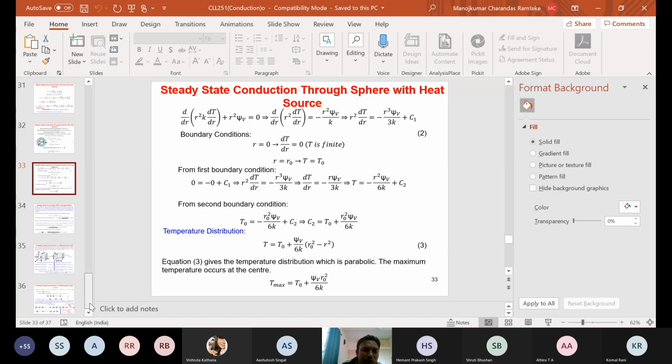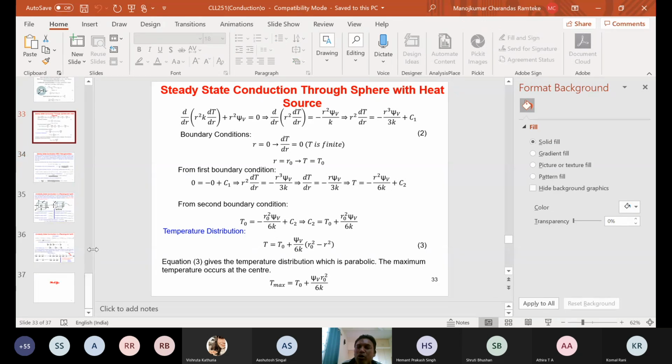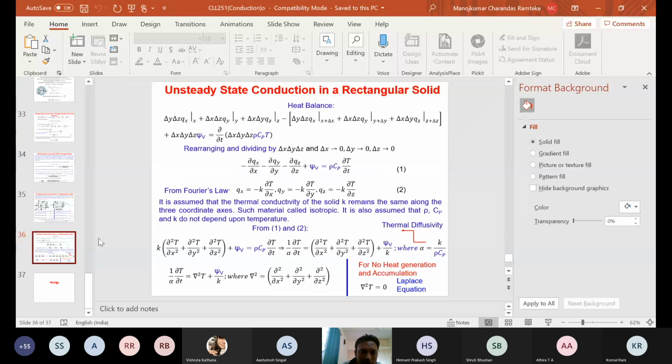So can you bear with me for the time being? Maybe just one more class will be required to complete the unsteady state, and then probably okay, or otherwise I will make separate slides for the unsteady state heat conduction. Okay. No, sir, it's fine. Please keep your own continuum so that your flow doesn't get disturbed. We'll manage accordingly.